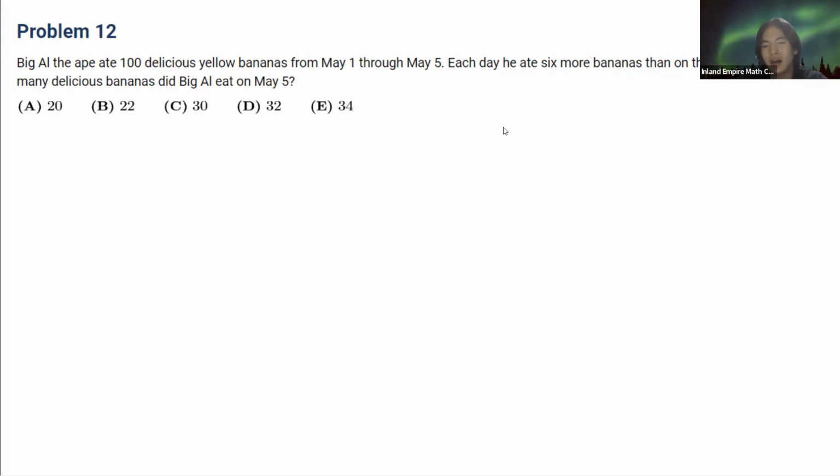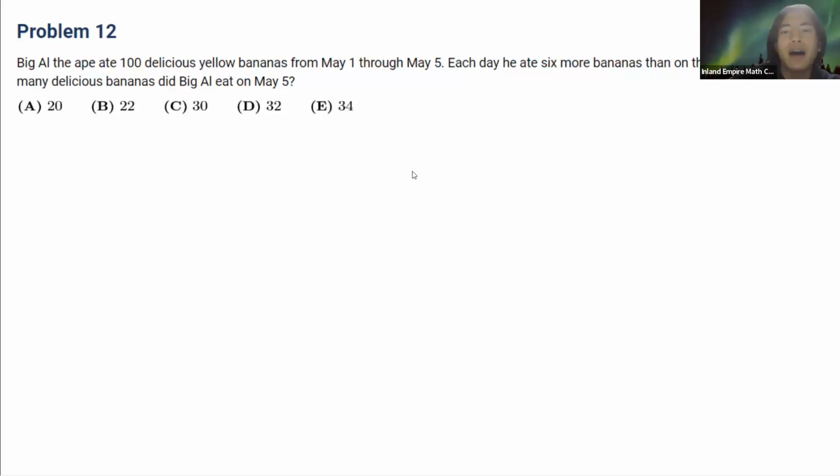And well, actually, before we even start this, does anyone here not know what an arithmetic sequence is? Raise your hand if you don't know what it is. If you don't raise your hand, I'm assuming that everyone knows this. Okay, great.